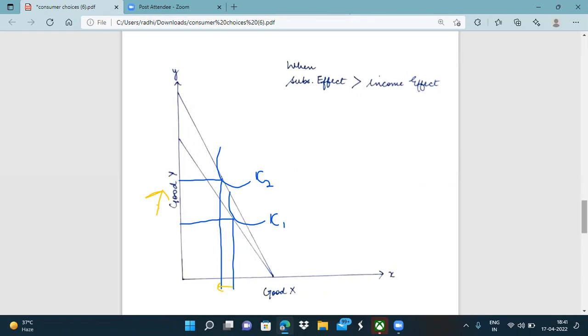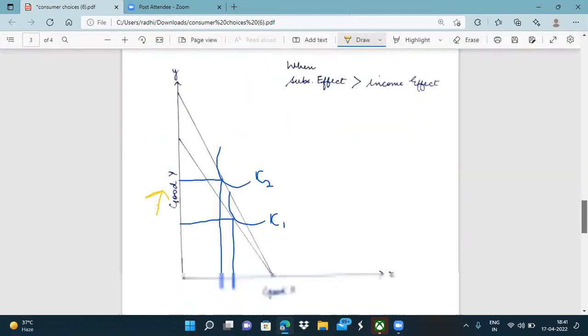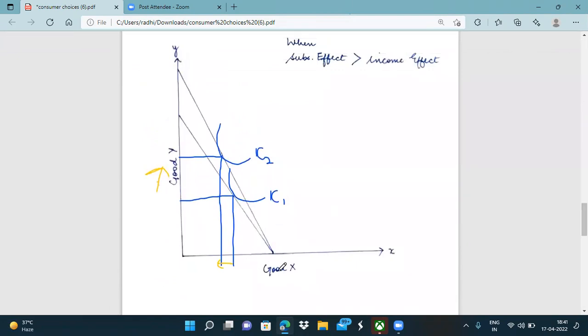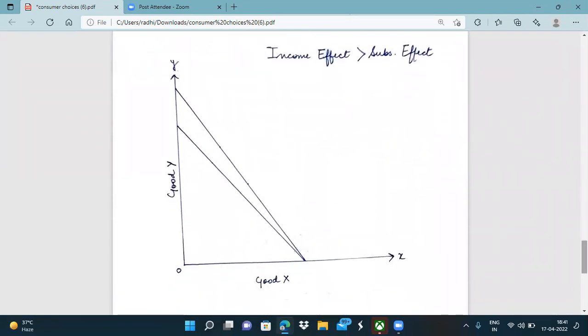This is the same thing which we discussed above. When the substitution effect was more dominant, it stated that the consumption of good Y must increase, but the consumption of good X should fall. And this is what we have plotted here, that the consumption of good Y has increased, but the consumption of good X has fallen. Now, let us understand a similar diagram when the income effect is more dominant than the substitution effect.